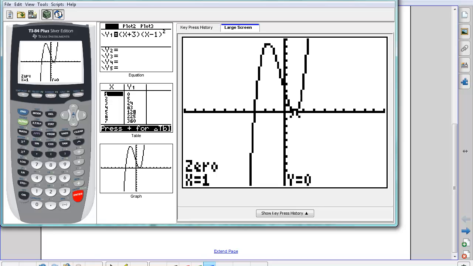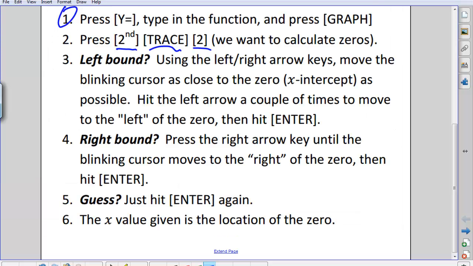So that's one way you can use your calculator to help identify where those zeros are. Hopefully that's something you will find useful. We're going to use that in the rest of this section as far as solving these inequalities.